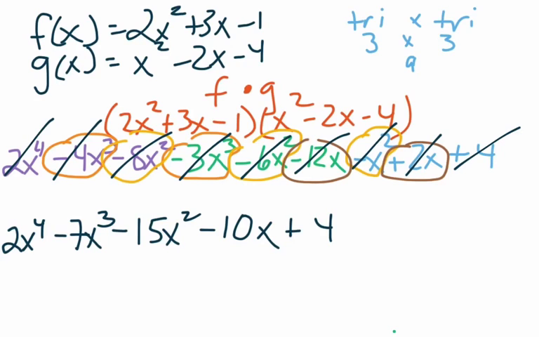Take it slow. It's not anything new. You have distributed before. You have multiplied like bases before, and dealt with the exponents. You have combined like terms before. So it's all skills that you've had before. You just need to slow yourself down and give yourself the time to do them.